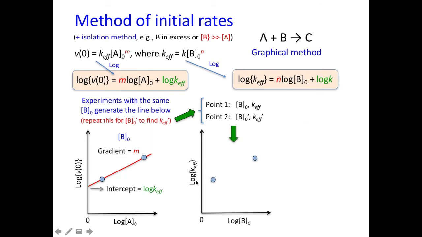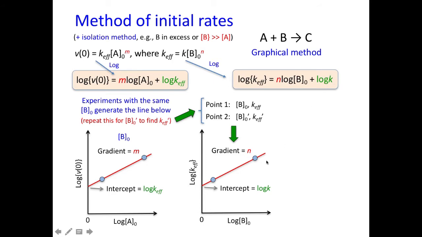So now in our y-axis we have logarithm of effective k. In the x-axis we have logarithm of the initial concentration of B. We are just plotting this equation. If we have these 2 points, which are shown here, we can now make a linear regression, and then from where we find the gradient or the slope, which is n, and we can also find the intercept, which is logarithm of k from this equation.